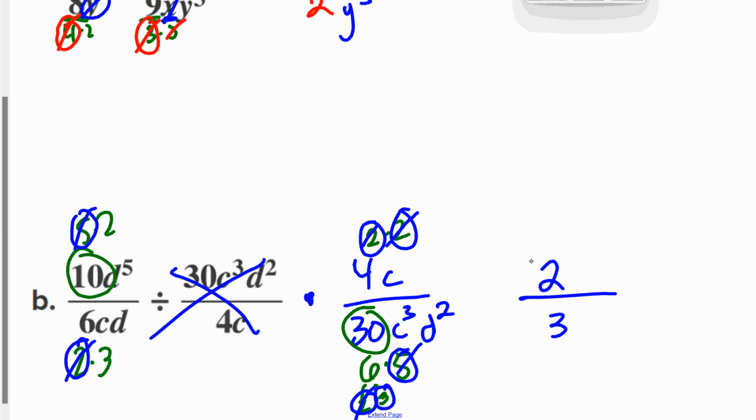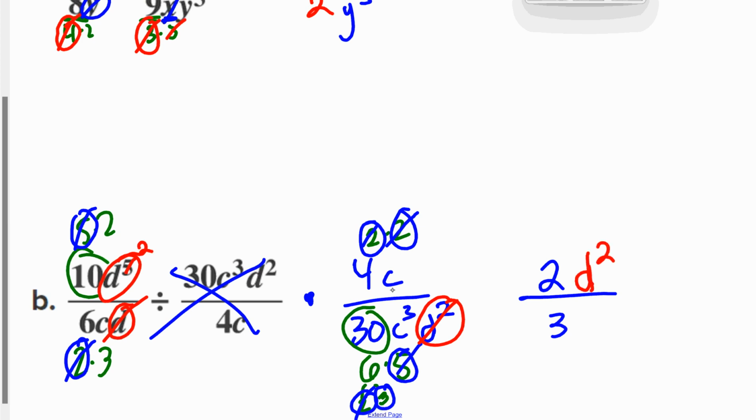Okay, and then now we can look at the variables. So variables, I have a d to the 5th. Means I have 5 d's there, right? And I have 3 d's on bottom. So d to the 5th and d cubed, that would leave me, right, with d to the 2nd. So d to the 2nd on top.